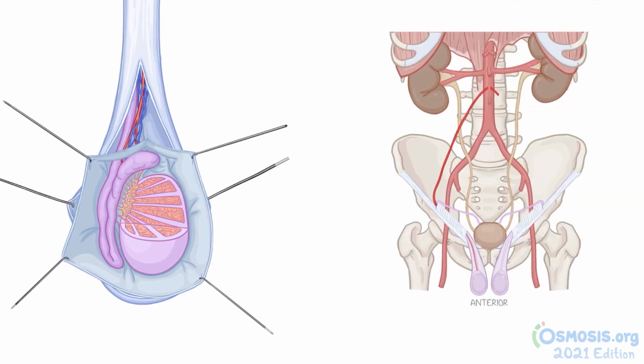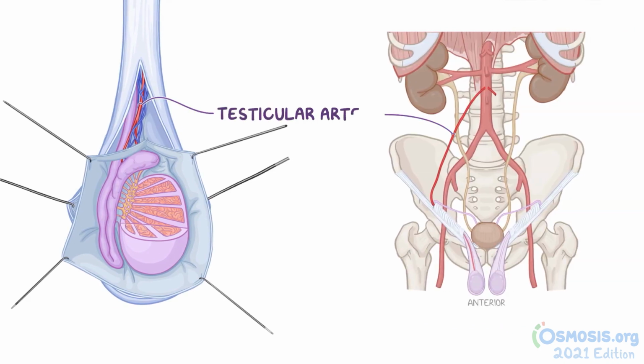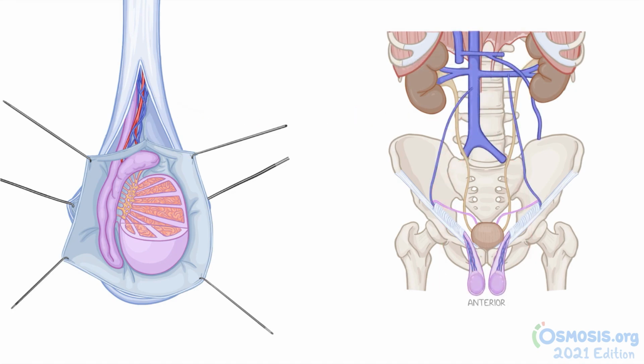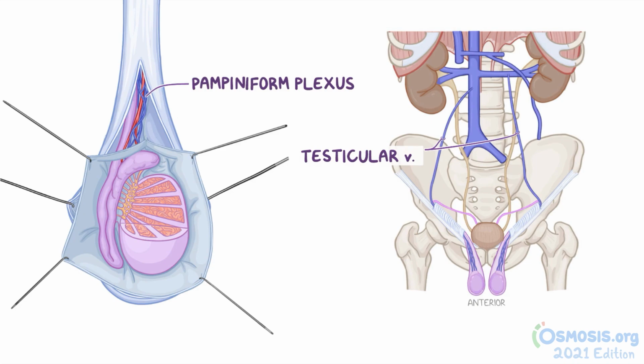Each one of the 2 testes is supplied by a testicular artery, which is a direct branch of the abdominal aorta, emerging just inferior to the renal artery. Their venous drainage is through a network of veins called the pampiniform plexus, which drains into the right or left testicular vein. The right testicular vein drains into the inferior vena cava directly, whereas the left testicular vein drains into the left renal vein.